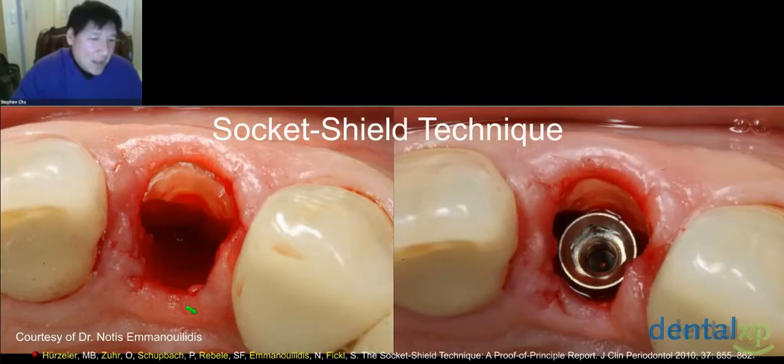This was just a case given to me by one of my previous students, Notis Emanuelidis from Greece. He's finishing up his pros training at NYU. And here is an example where he's actually removed that piece of palatal tooth structure, left the buccal tooth as a socket shield, and then placed the implant to the palate. Now, the actual removal of this root takes about 2 hours to accomplish. So this is not for the faint of heart or the poorly skilled. This is for the highly skilled.